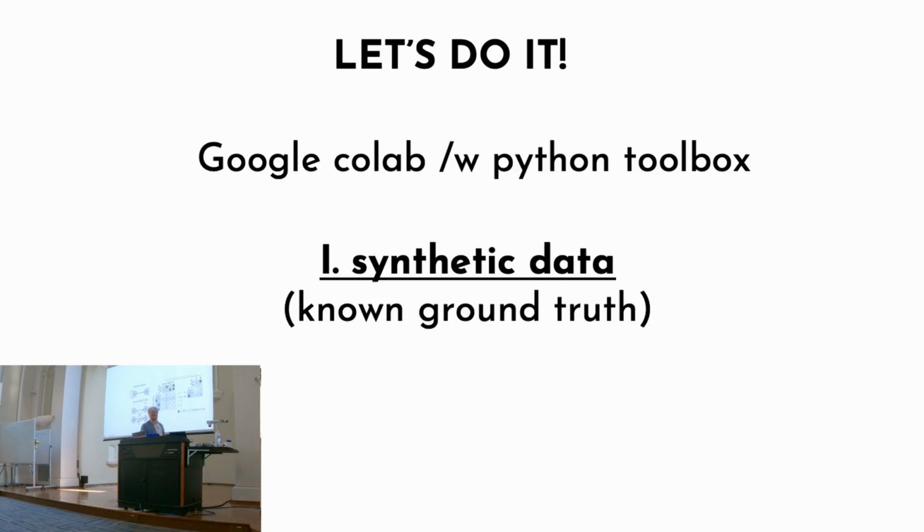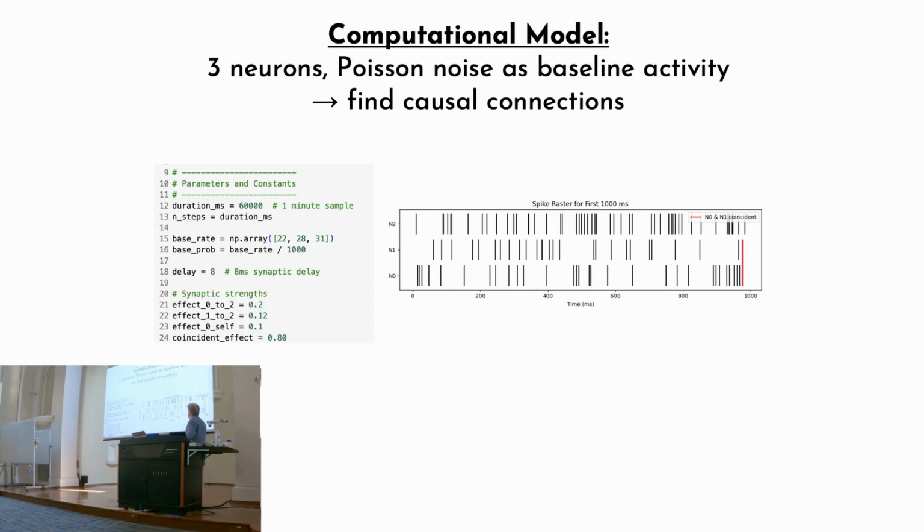Okay, so then let's do it in real data. I have two datasets prepared for you. One is synthetic data, so we know the ground truth. We're going to model some neurons. We know the connectivity. We see what it does. More particularly, and I will show the code in a moment, we have a computational model of 3 neurons. They have Poisson distributed baseline activity, are spontaneously active. And our task is to find the causal connections.